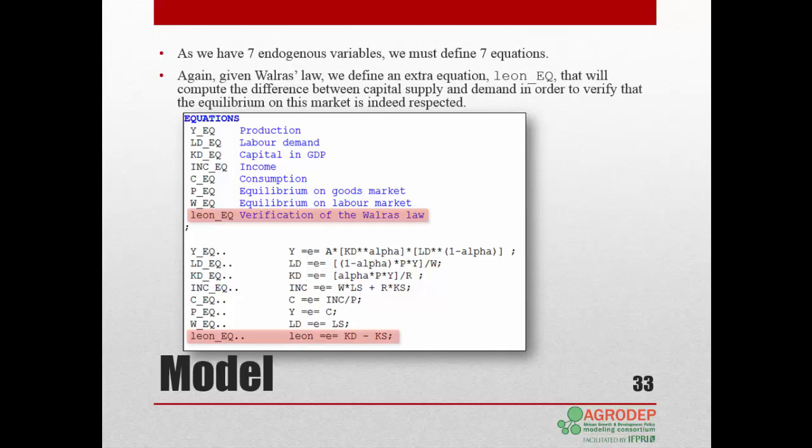Again, given Walras' law, we define an extra equation, Leon EQ, that sets the added variable Leon to the gap between demand and supply in the capital market, which, as you recall, is our redundant equilibrium equation. If this market is in equilibrium, then the variable Leon should be equal to 0.